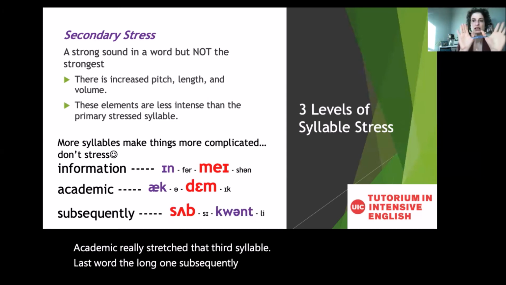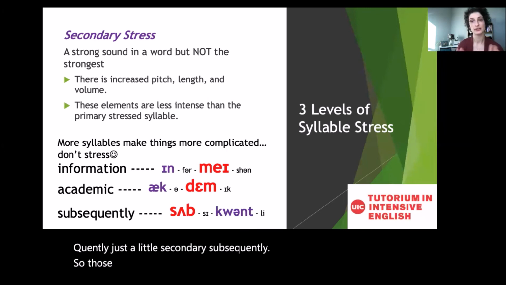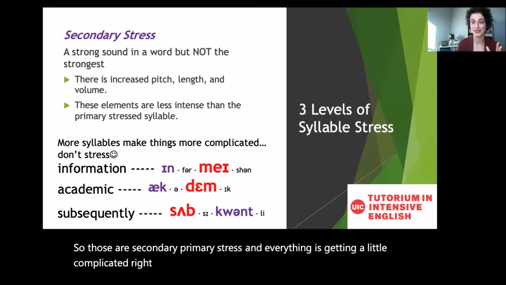Subsequently. So just quently, just a little, it's secondary. Subsequently. All right. So those are our secondary, primary stress, and everything's getting a little complicated, right? Because they're all mixed together.